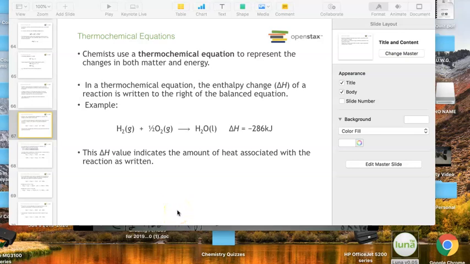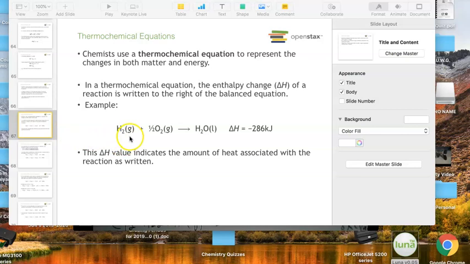All right, so now we're going to learn how to write thermochemical equations. Chemists use thermochemical equations to represent changes in both matter and energy. A thermochemical equation is very similar to what you're used to seeing, except that you have some sort of an enthalpy change to the right of the chemical equation.